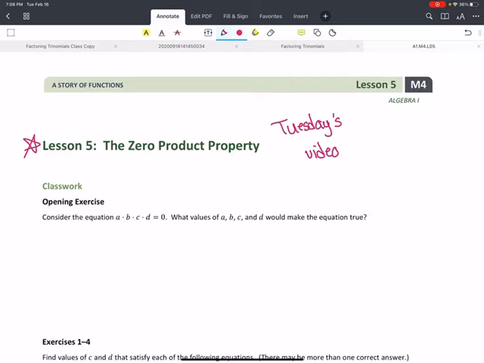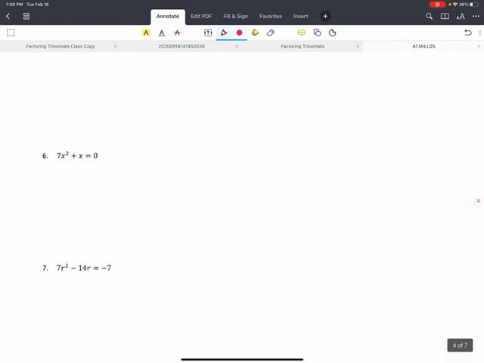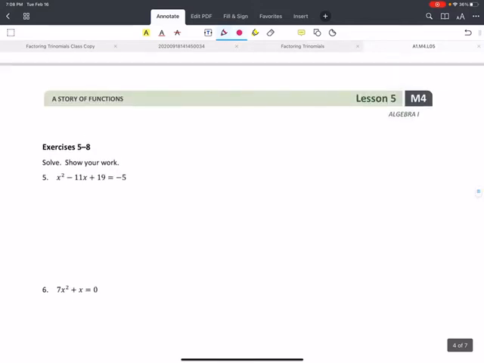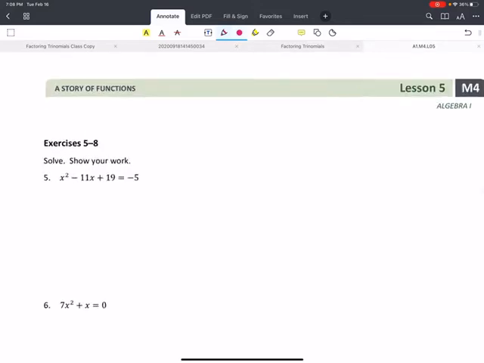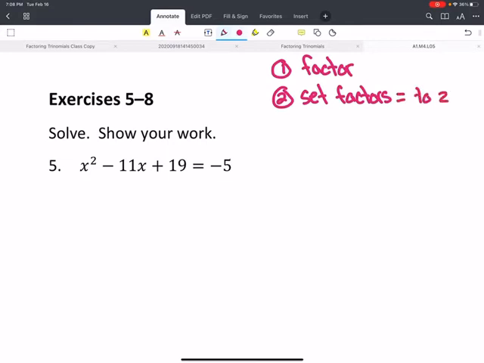So we're going to skip all of this, and we're going to go down to the problems, and we're going to work some of these out together. All right, so I'm on exercise 5 here. It says solve, show your work. Well, in order to solve this, I have to factor, right? So remember, we have to factor. We have to set factors equal to 0. And then we have to solve for the variable.